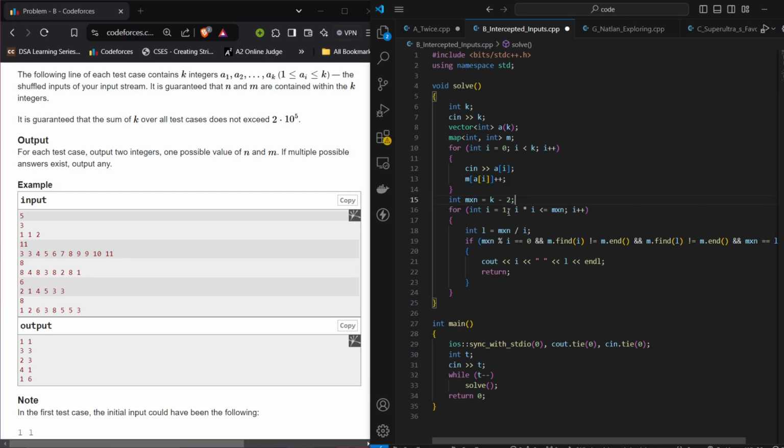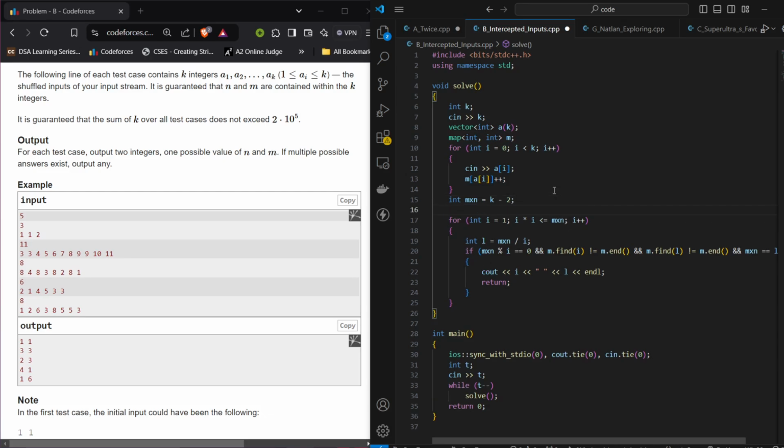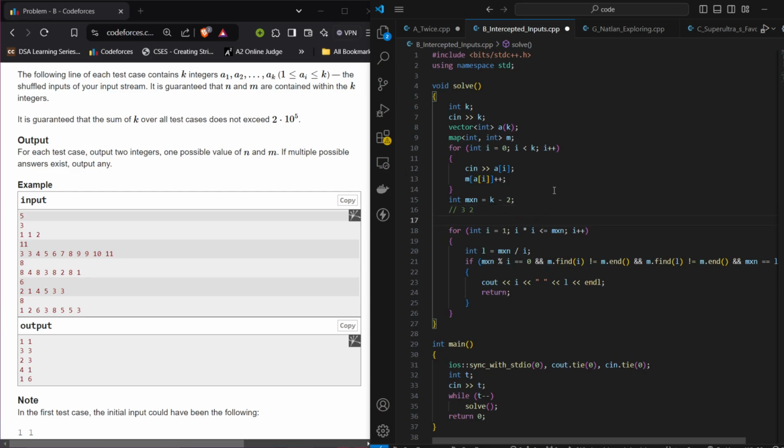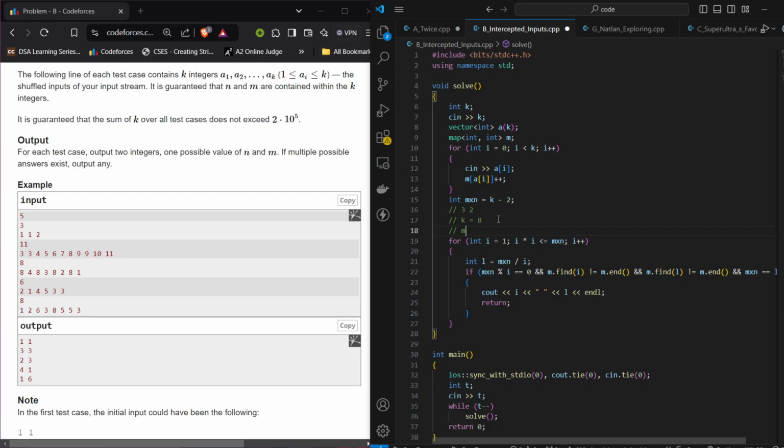So what I have done is iterate over the possible factors of n cross m. Let us assume my input stream has n as 3 and the number of columns as 2. Now the value of k will be 3 into 2, 6, plus these two values that will be added, so it will be 8. So what I have to do is remove these two values. So now my n times m will become 6, which is basically the count of n into m.